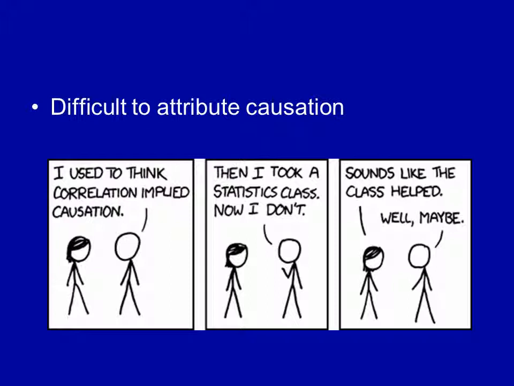Just because he took the class doesn't necessarily mean that the class helped him to understand the difference between a correlation and a causation. Correlation means two things happen at the same time. Causation means that one of those things caused the other. Let me give you another example of a correlation versus a causation.